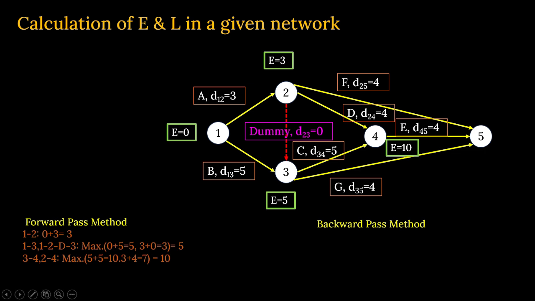Now let us see node number 5. How many arrows are coming in here? One arrow is coming from 2 to 5, one arrow is coming from 4 to 5, and another arrow is coming from 3 to 5. So you have 3 paths here. One is 3 to 5. In the case of 3 to 5, the earliest start time is 5 and the duration is 4.